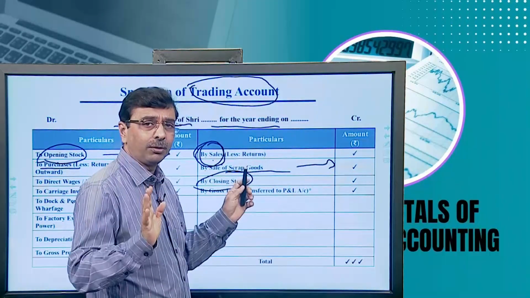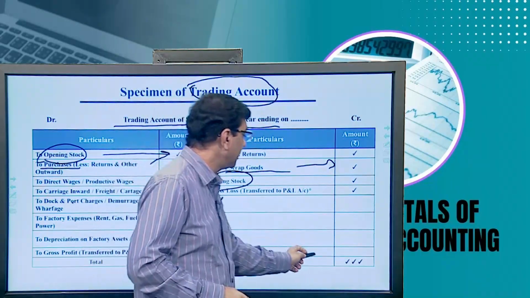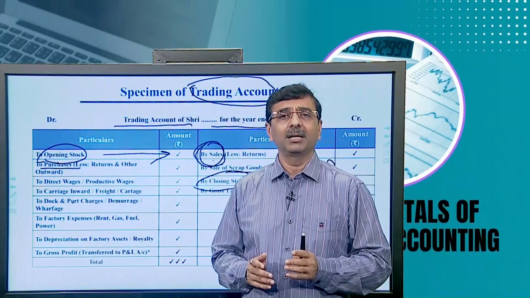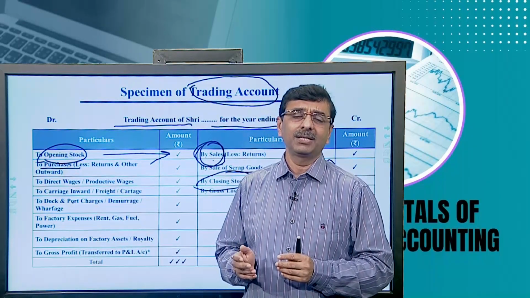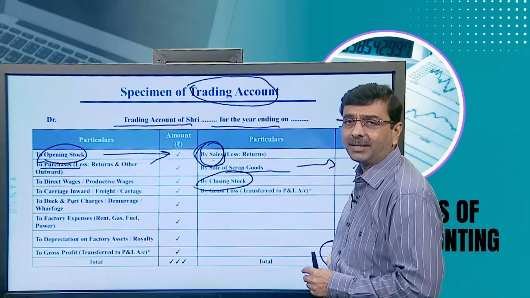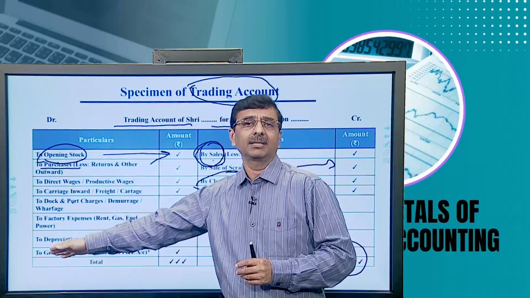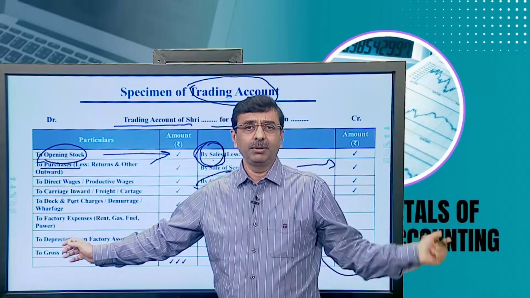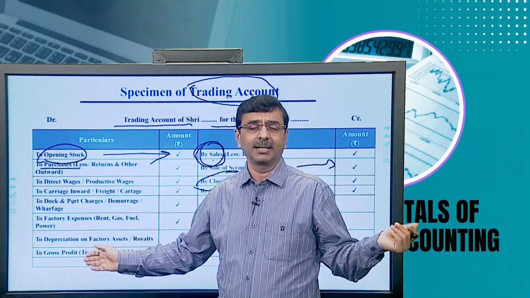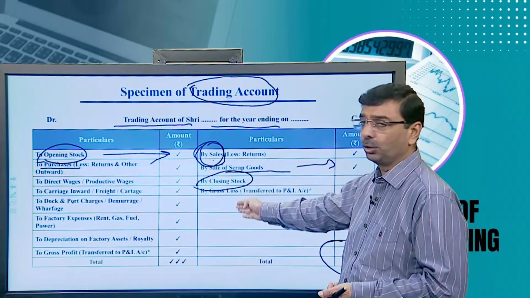And at the end of all this, you have to make a total of both sides and just identify where the shortage is. Whichever side's total is higher, the deficit would be recorded on the other side. So if the credit side total is higher than the debit side, the deficit will be written here. That is considered a gross profit, because the credit is higher. But if the debit is higher than the credit side, then the deficit will be written here, which is considered a gross loss.